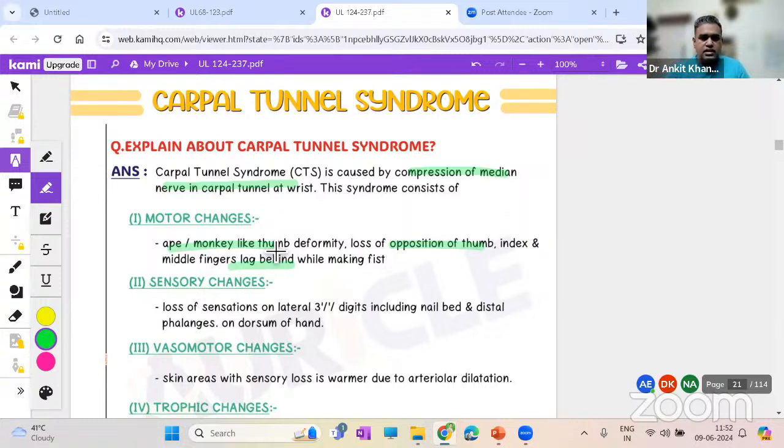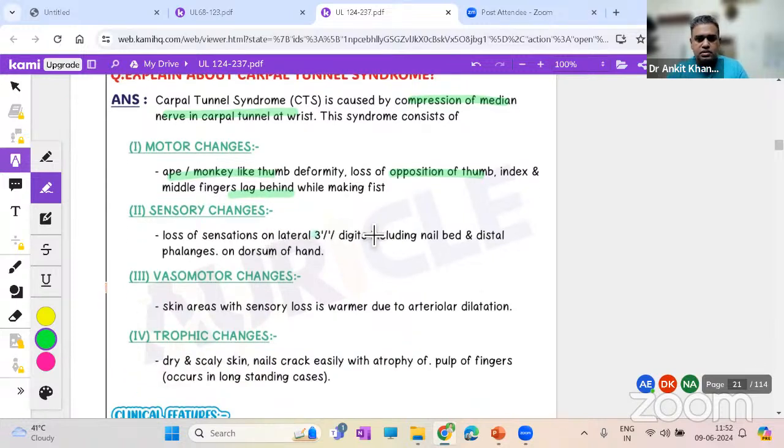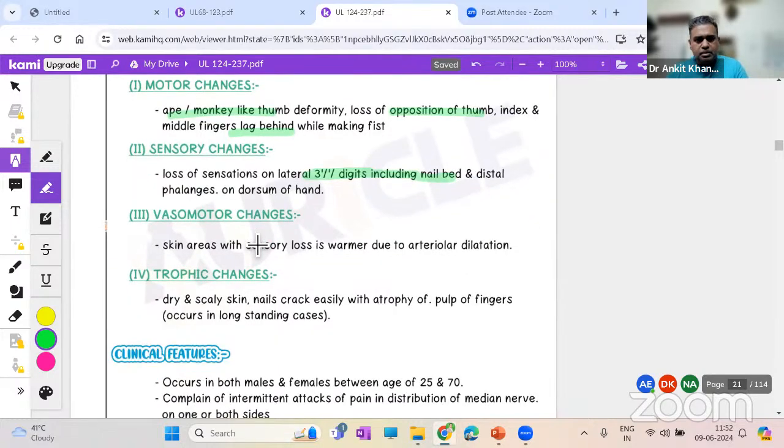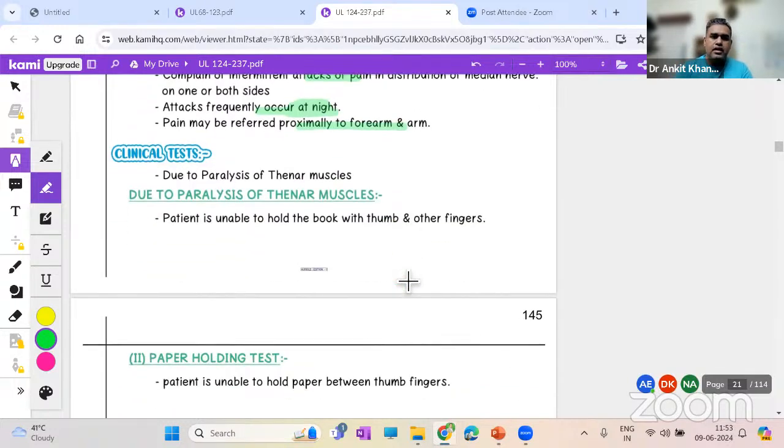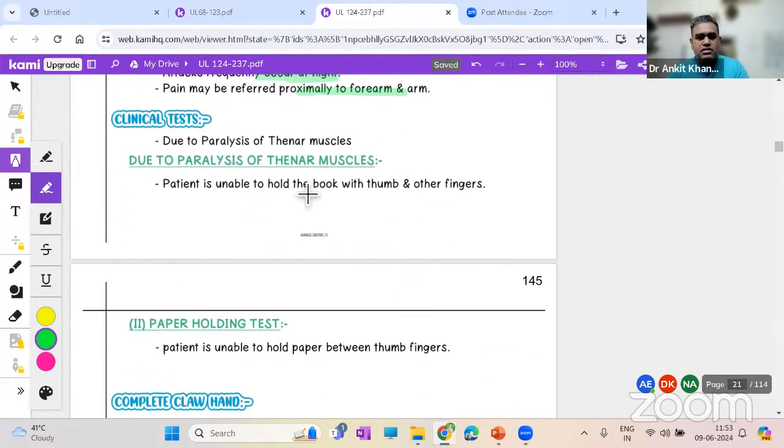Then you have sensory changes. I said okay, 3.5 digits. This means the fingers, including nail beds, will be affected. Vasomotor changes will be there, fine, because nerves, as we discussed initially in the brachial plexus topic, have a sympathetic component as well. So all these features will be there. It occurs in both males and females. Patients complain of intermittent attacks of pain. Attacks frequently occur at night. That's quite important. Pain is referred to the area. Clinical test: paralysis of thenar muscles, unable to hold a book with the thumb and other fingers.